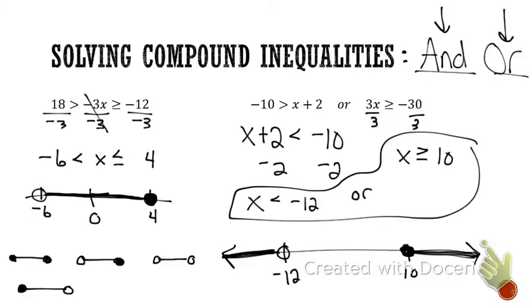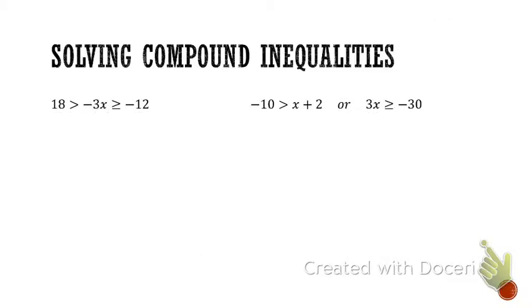So now what an or statement says is anything in here, this is like no man's land. It's not a solution to either inequality. So those are the solutions that would not be possible here. Because as long as it's one or the other, then it makes the or statement true. All right, so there's your compound inequalities.